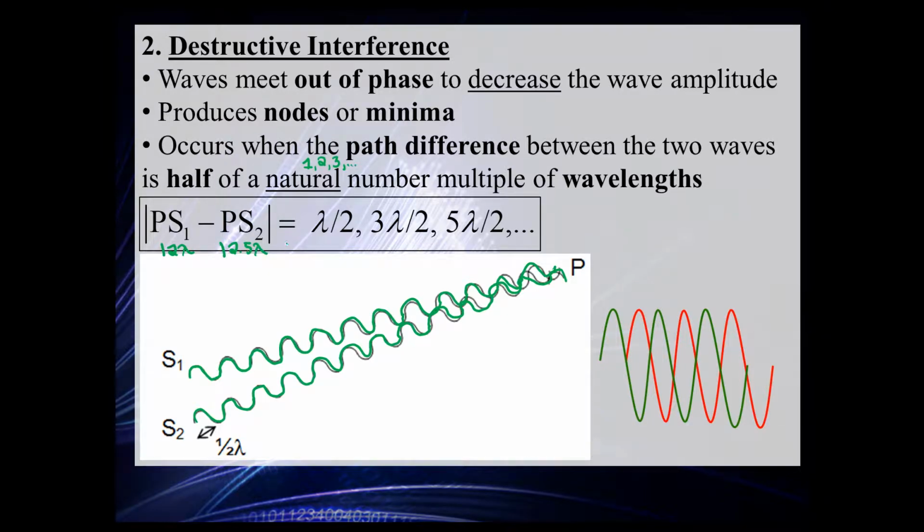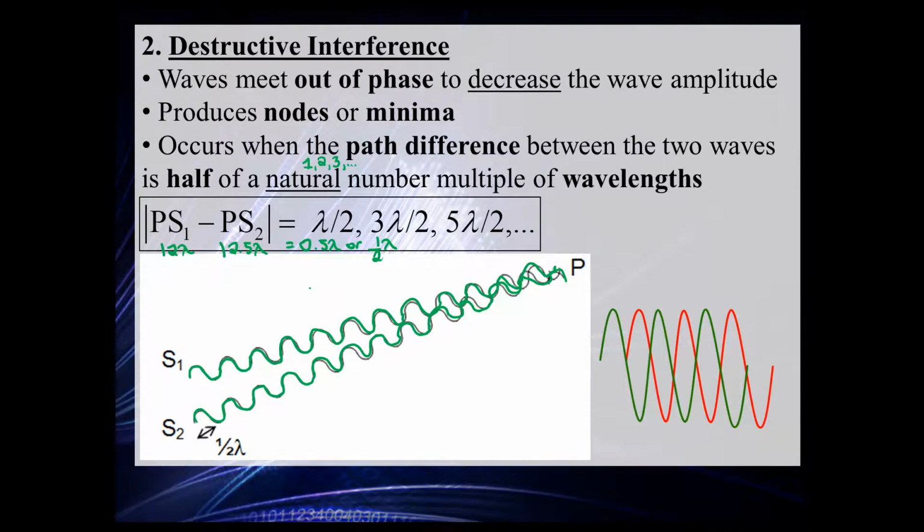So that would give you a path difference of 0.5 wavelengths, or if you wrote it as a fraction, 1 over 2 wavelengths. So again, half of a natural number, that being the first natural number of 1. So once again, why does this happen? Why is it only if you have a natural number of wavelengths that you get this interference?